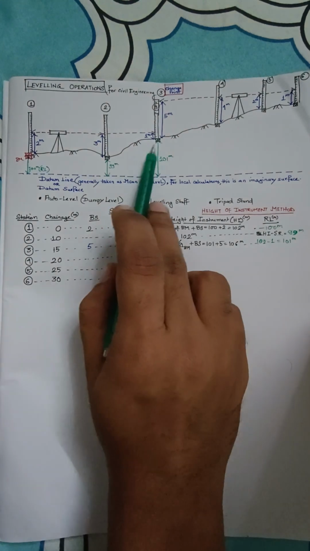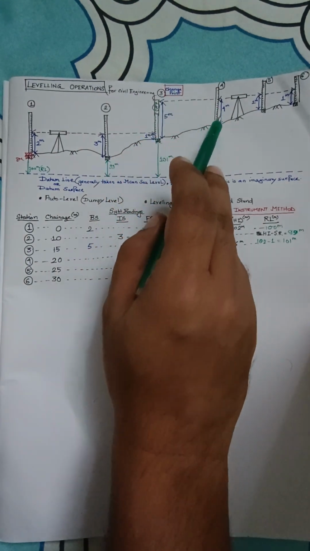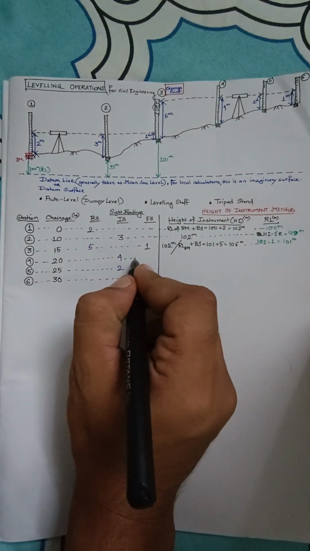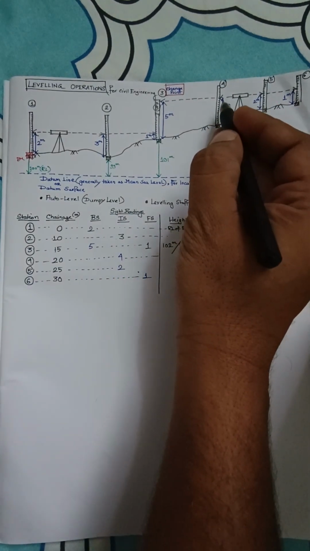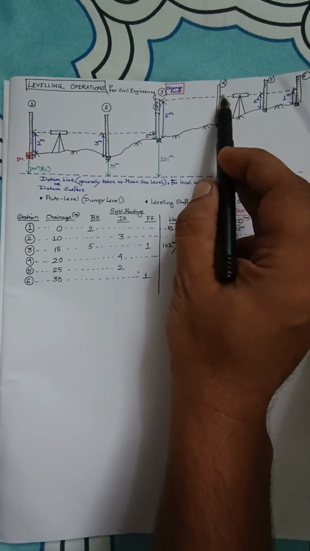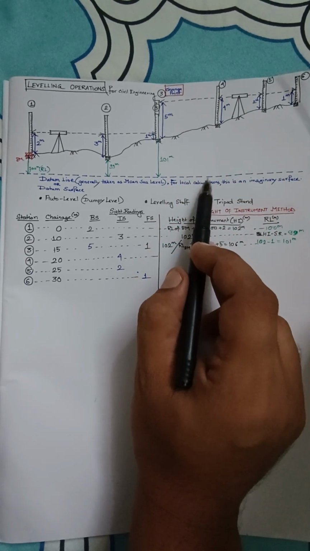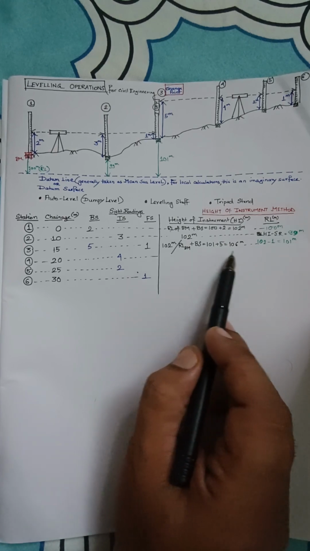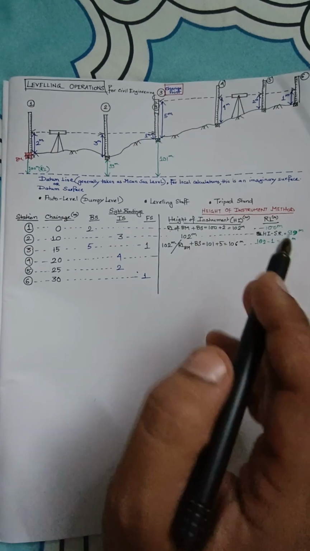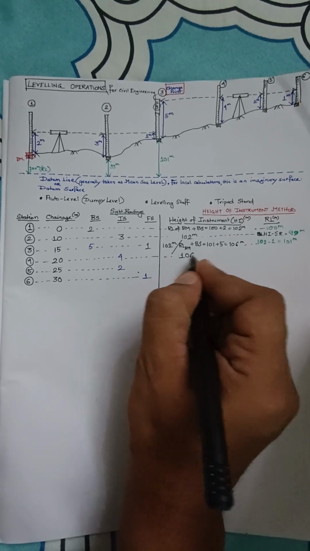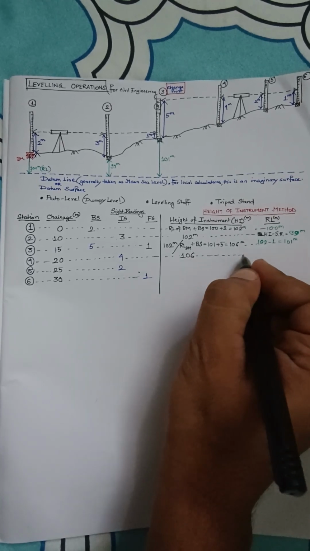Now we are about to go from this tricky station to another normal station, which is station number 4. What is the height of instrument at station number 4? The new height of instrument, which we have just now calculated, is nothing but this, 106 meters. So height of instrument is again 106 meter for the new set.